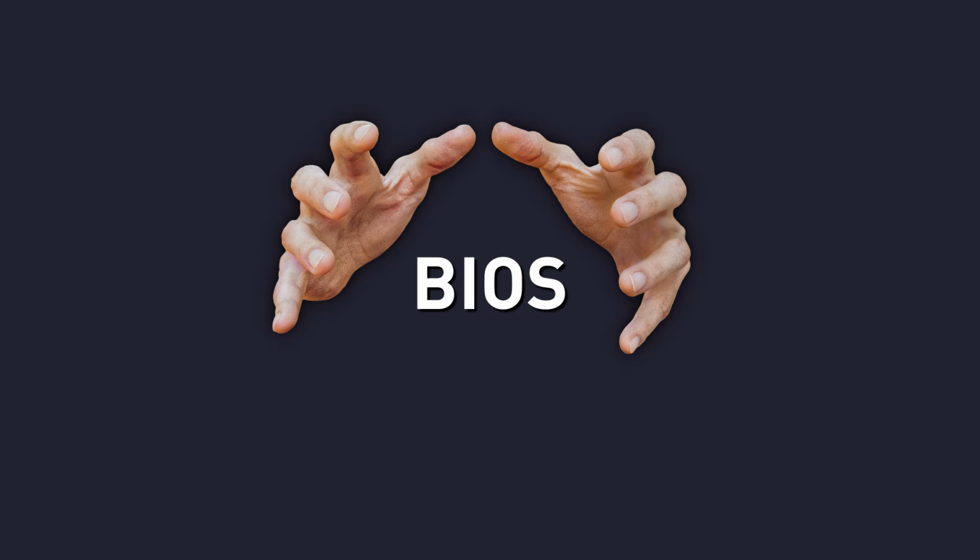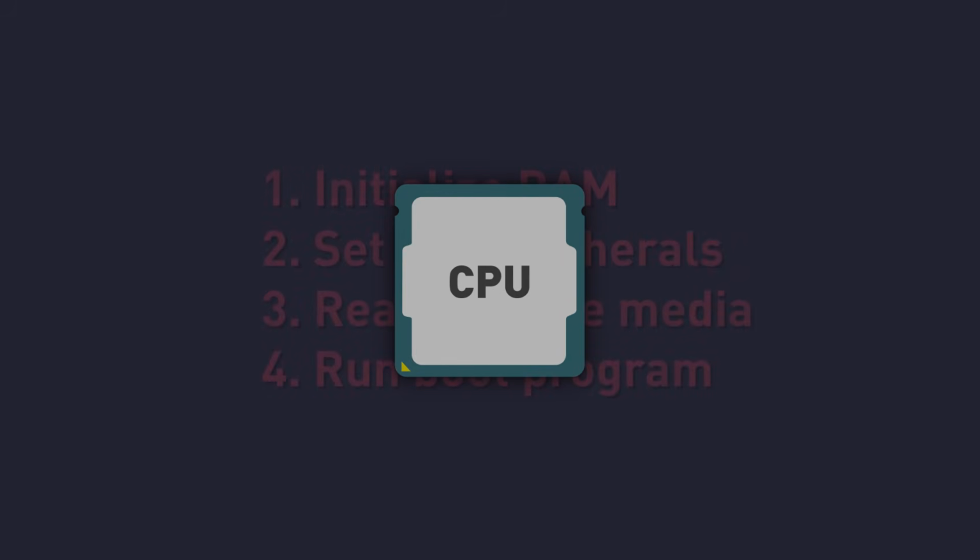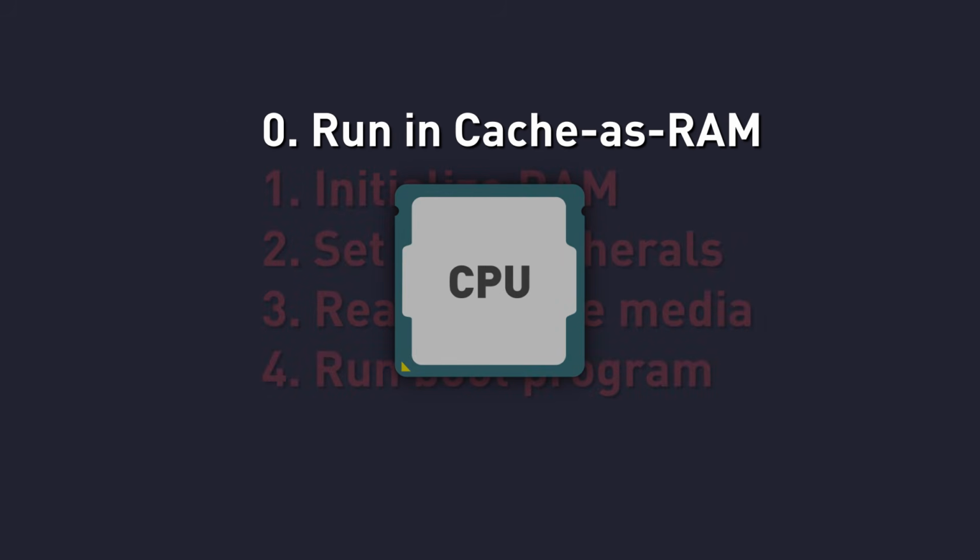So technically, if we take control of the BIOS, we can tell the CPU to ignore all other peripherals and instead initialize its own cache, and run a small program inside of that cache.